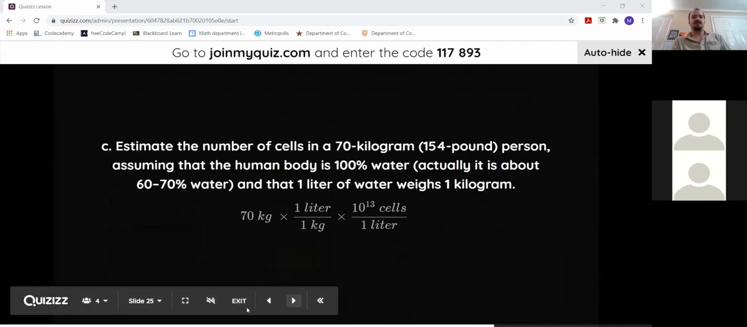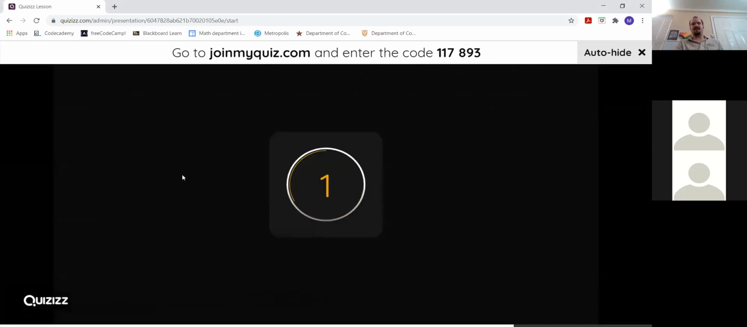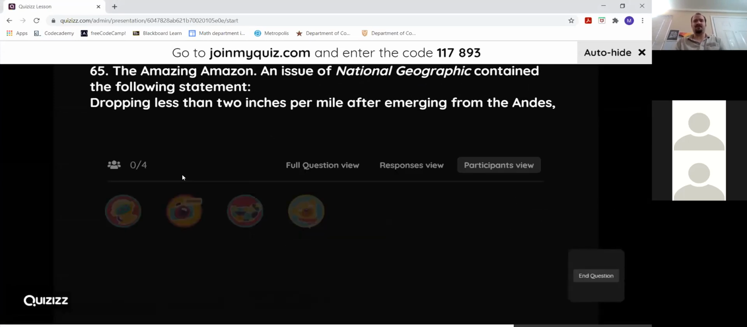Next one, come on, slides. Hey, this Amazon one. They love National Geographic in this book, apparently.